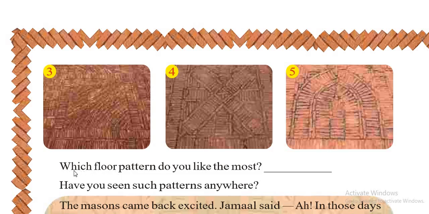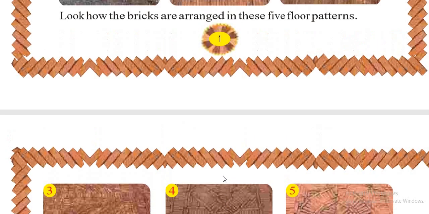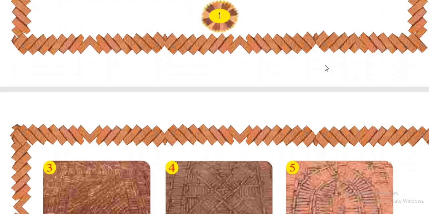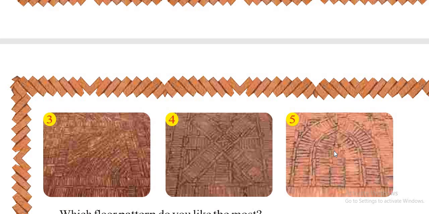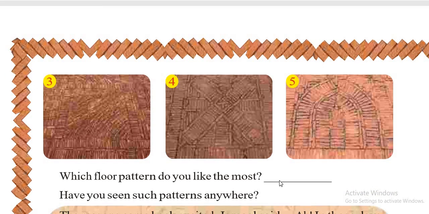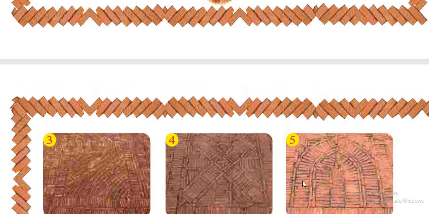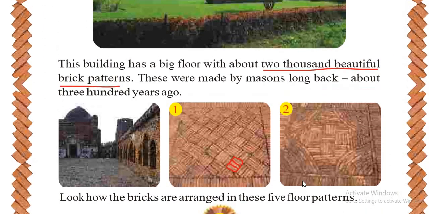And here we have a question: which floor pattern do you like the most? We have here 5 patterns. This is first, second, third, fourth, fifth. So you have to write a number. Which pattern do you like most? For example, I like the pattern number 4. Then I have to write here number 4. So this is the description of the first page.